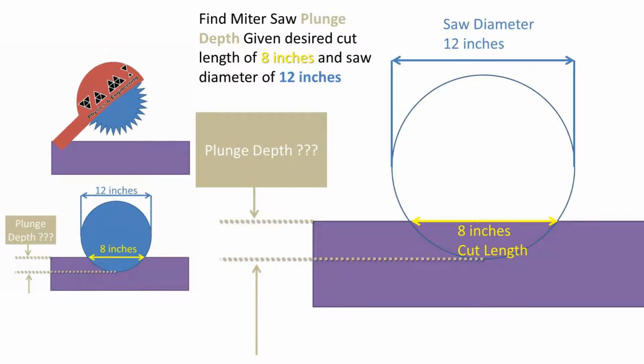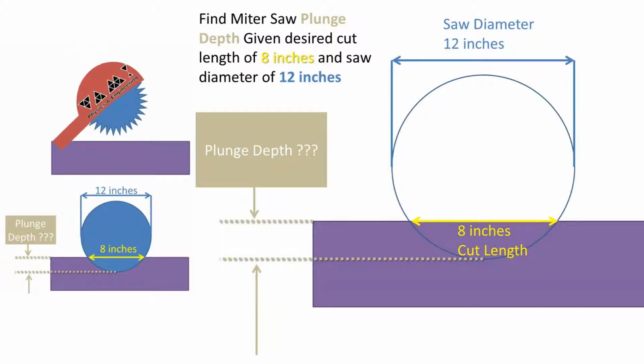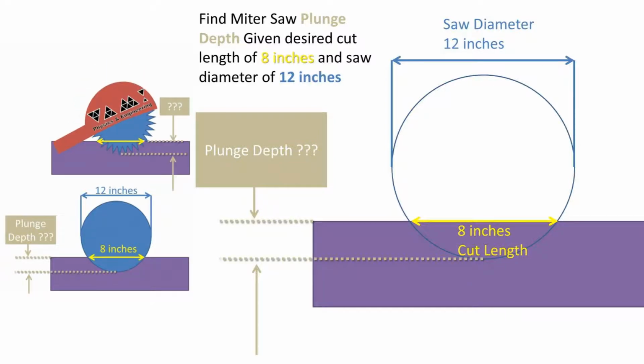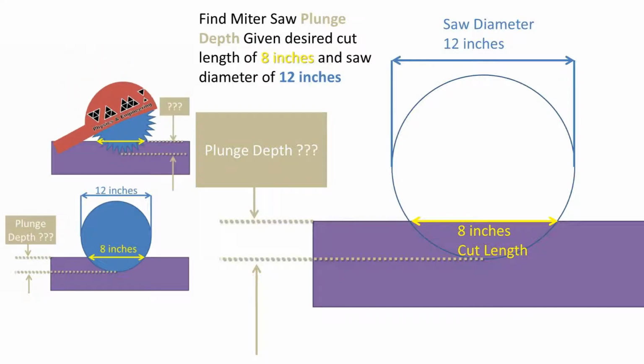I was thinking about miter saws recently and got to thinking about how they determine the cut length for a particular model of saw when designing. In this problem, we have a miter saw that we want to find the plunge depth, or how far down the saw must move into the table in order to cut a length of 8 inches of material with a saw diameter of 12 inches. How do we go about solving this one?